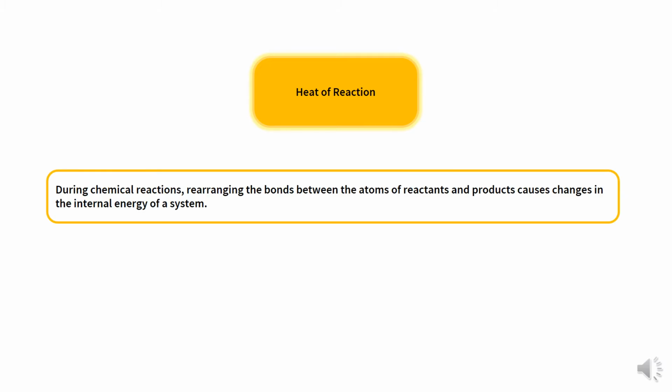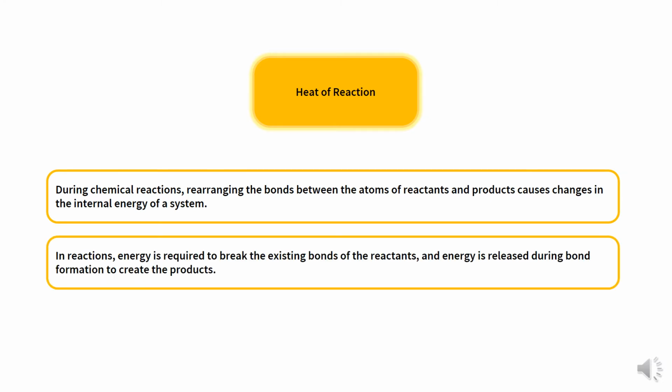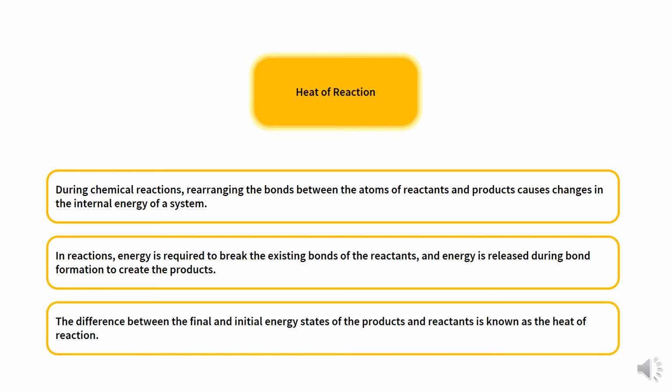During a chemical reaction, rearranging the bonds between the atoms of reactants and product causes a change in the internal energy of a system. In a reaction, energy is required to break the existing bonds of the reactants, and energy is released during bond formation to create the products. The difference between the final and initial energy states of the products and reactants is known as the heat of reaction.